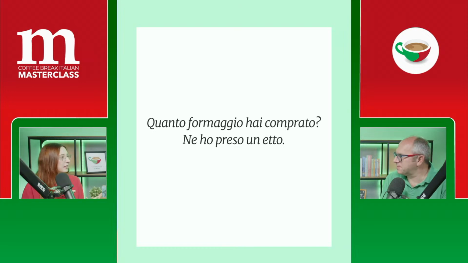Un etto is like 100 grammi. Yes, 100 grams. I don't know how many ounces that is. I'm not very good at ounces. But yeah, a little bit of cheese. In Italia, un etto. So again, we've got a quantity here. It's un etto. It's not a number, but it's still representing the answer to how much. How much? Okay, and the ne is referring back to that.